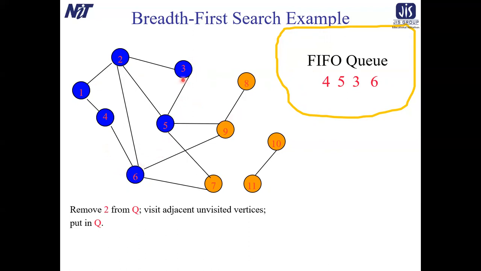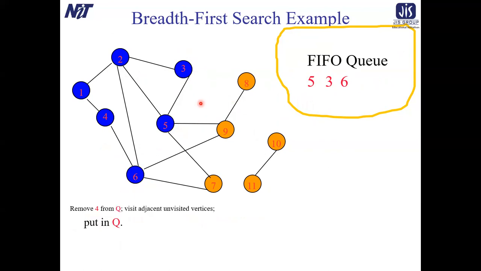All the unvisited vertices we already stored into the queue. Next we have to remove 4: remove 4 from the queue, visit its unvisited adjacent vertices and put them into the queue. So now we remove 4 first. What is the unvisited adjacent vertex from 4? No one, so we cannot put anything into the queue.